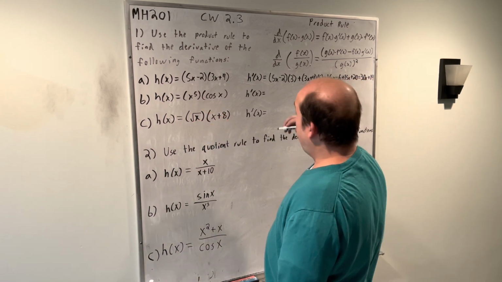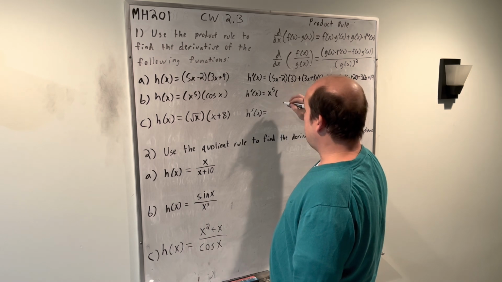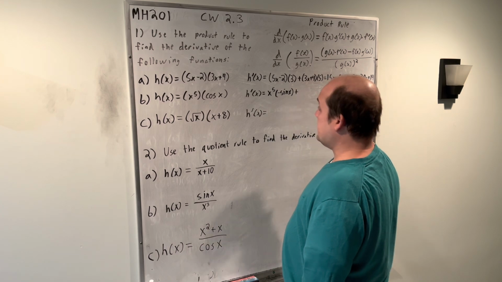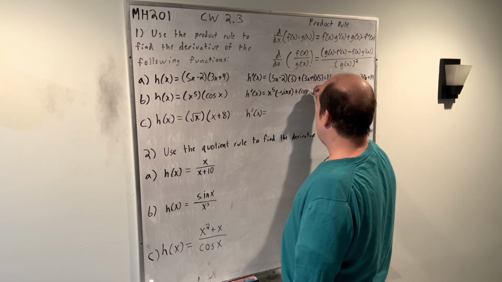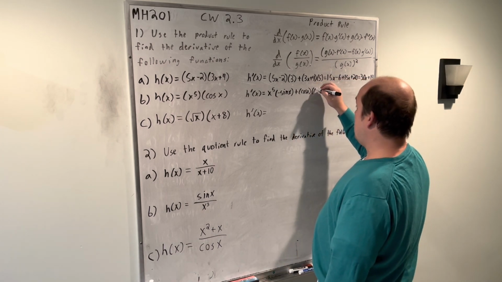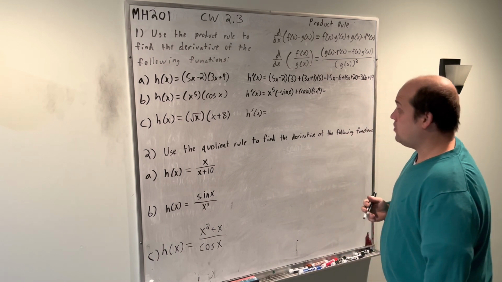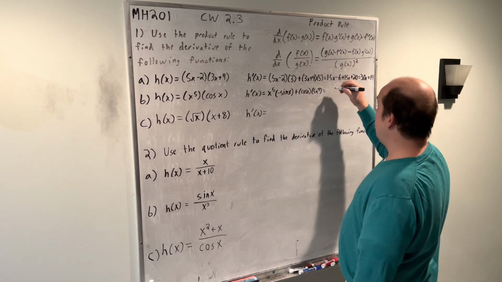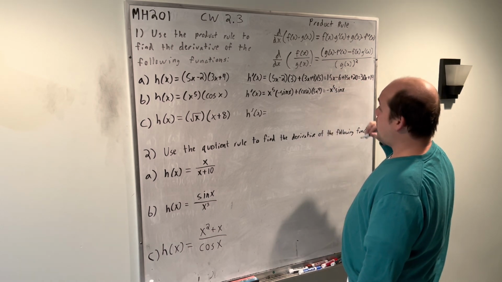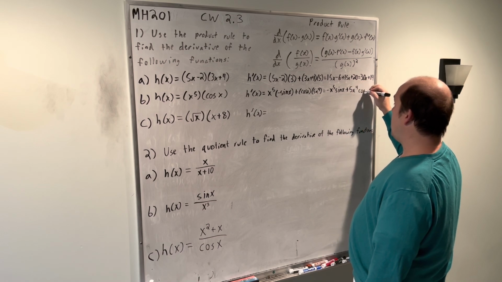When I go to do part B, first x to the fifth times derivative of second, derivative of cosine is negative sine x, plus second cosine x times derivative of first, derivative of x to the fifth is 5x to the fourth. There's no like terms here, so all I can do is simplify by saying this first term is negative x to the fifth sine x, while the second term is positive 5x to the fourth cosine x.